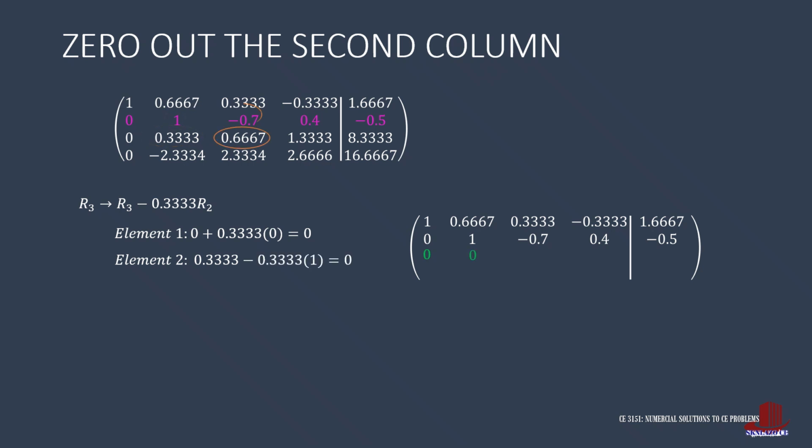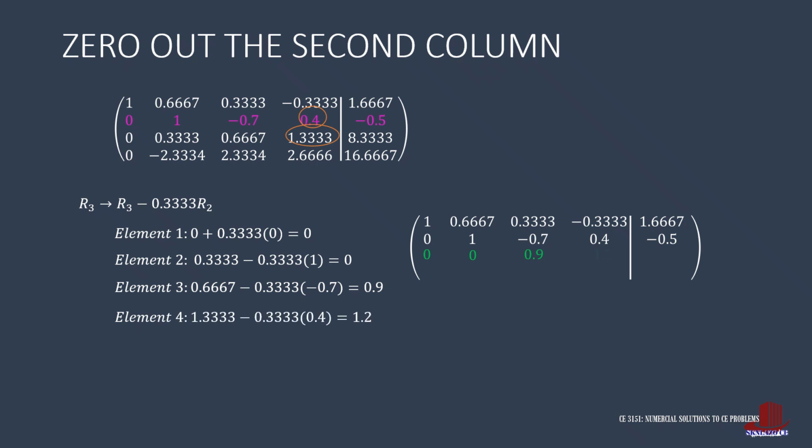Then 2/3 minus a third of -0.7, which is now 0.9. There is also 1 and a third minus a third of 0.4, becoming 1.2. And lastly, 8 and a third less a third of -0.5 then becomes 8.5.